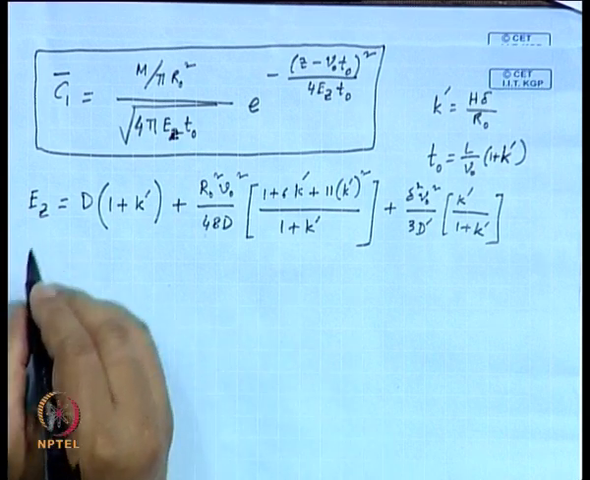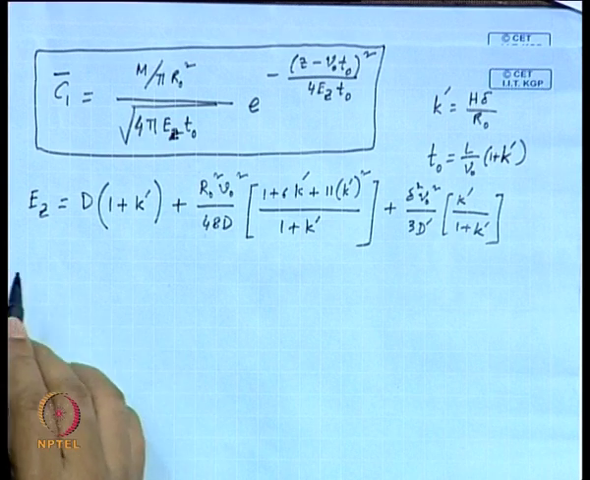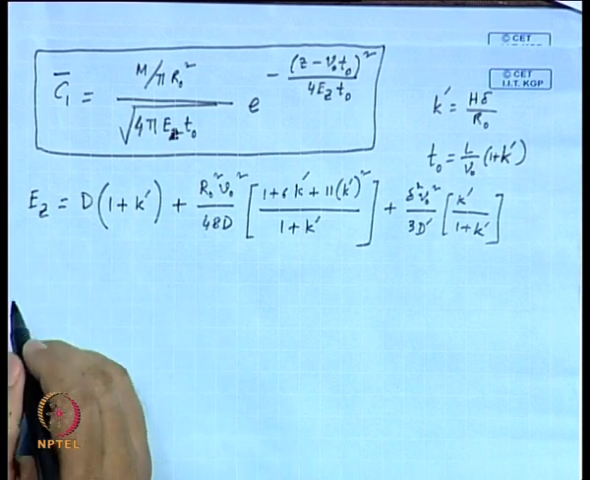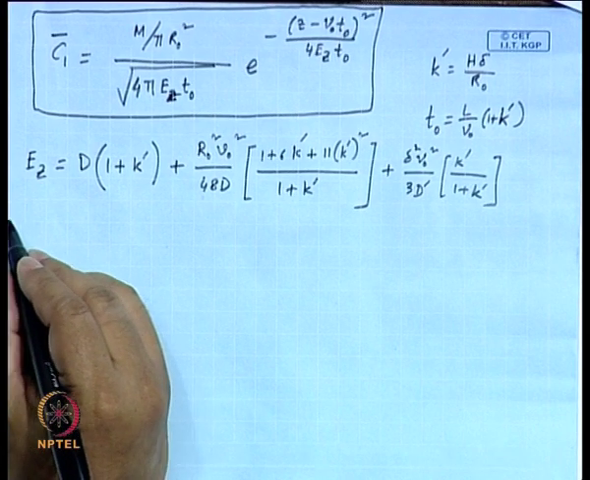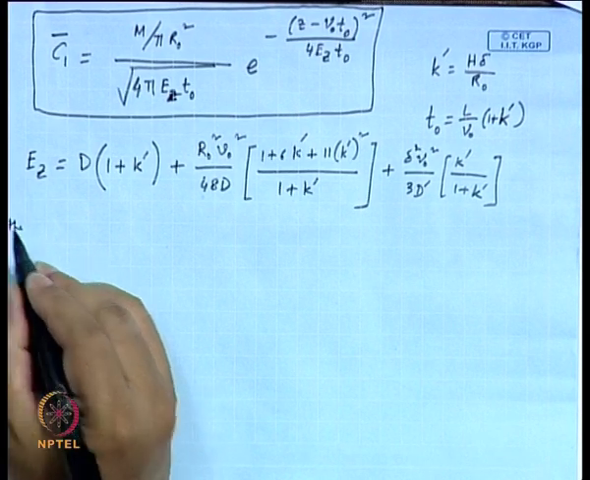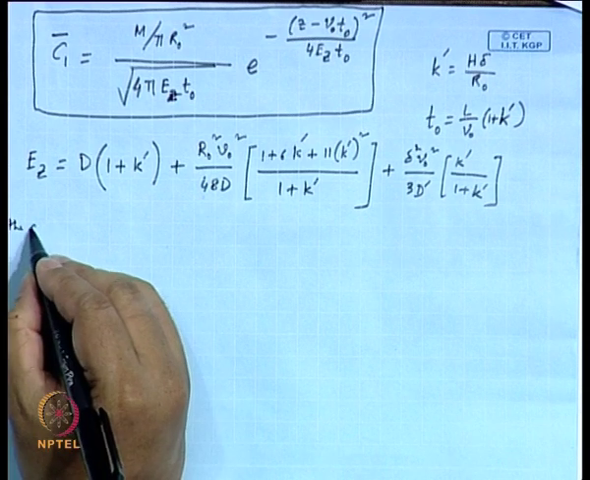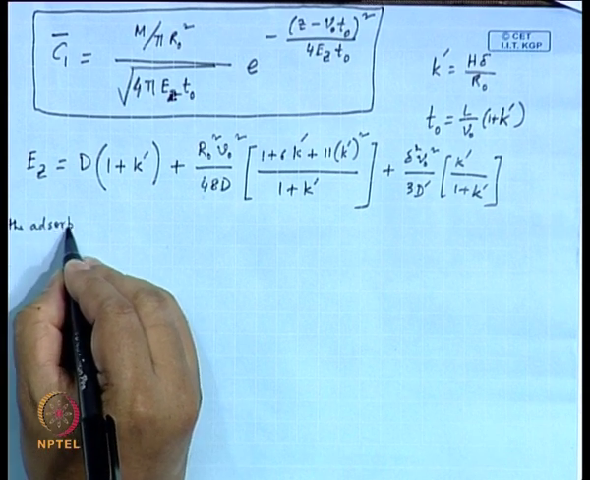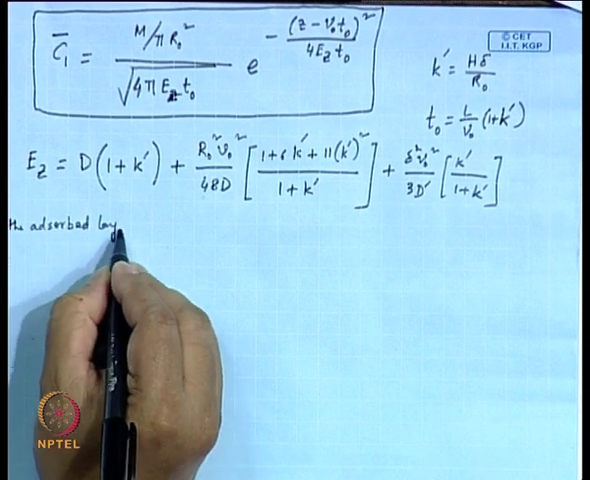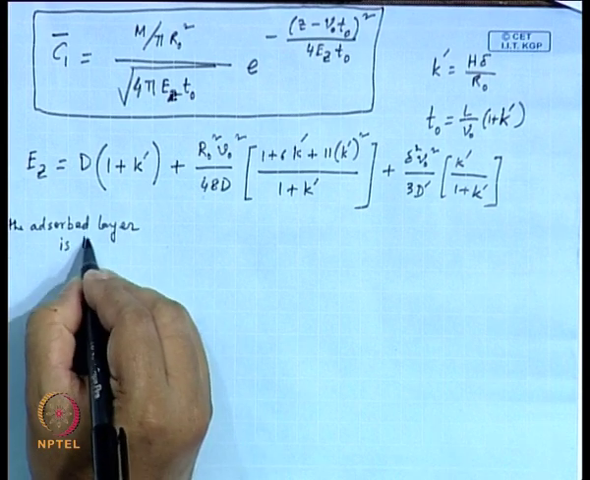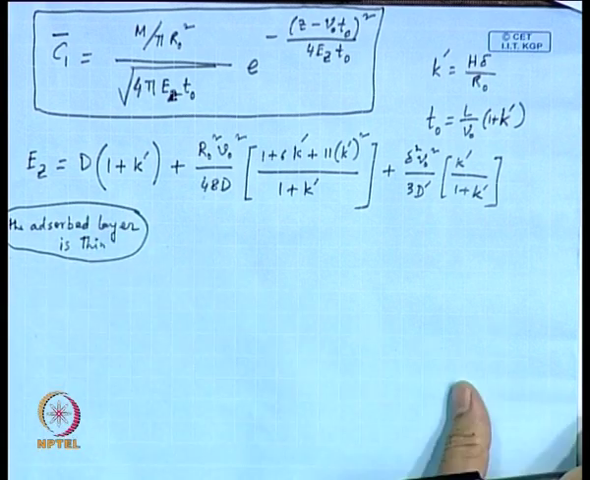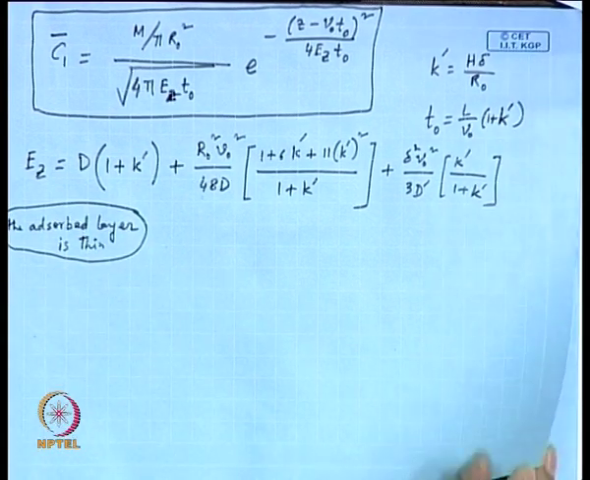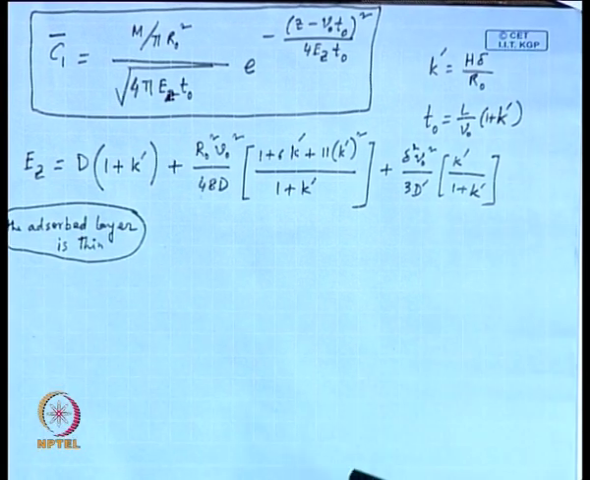So one of the assumptions while arriving at this expression for Ez is that the adsorbed layer is thin. The adsorbed layer is thin. That means delta is small compared to R0. That is what it means. Now, this is one of the assumptions you have.